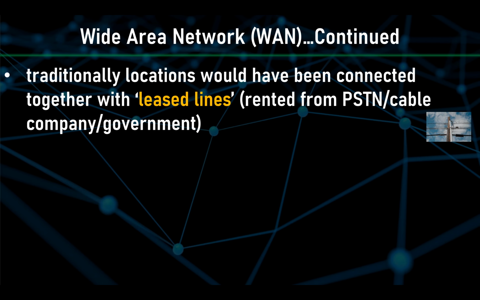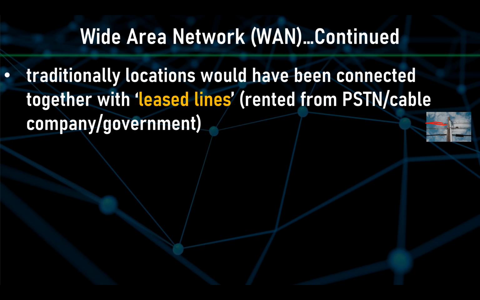So traditionally, locations would have been connected together with leased lines. This is going to be if you've got a company that's probably some multinational, super rich company. What they can do is actually rent a wire.